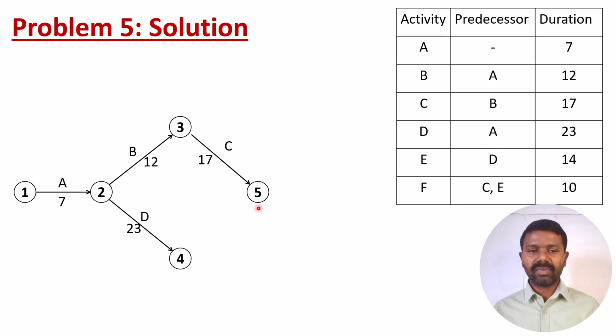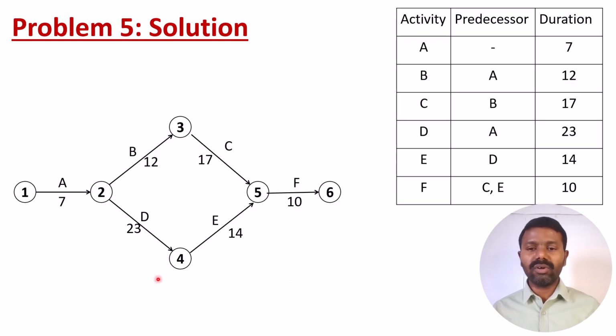Let us draw this side, because F is preceded by C and E. That is why I am drawing the graph this way. So E takes 14 days, and then C and E will be followed by F. So then we write the F activity, which follows C and E, with a duration of 10. That is how we are going to construct the network models.